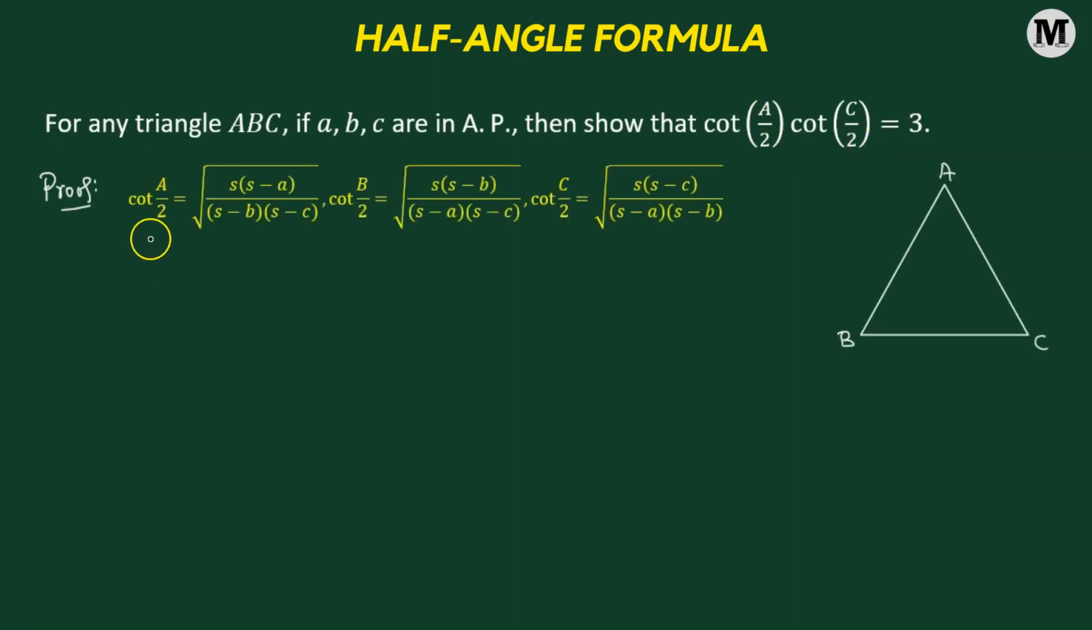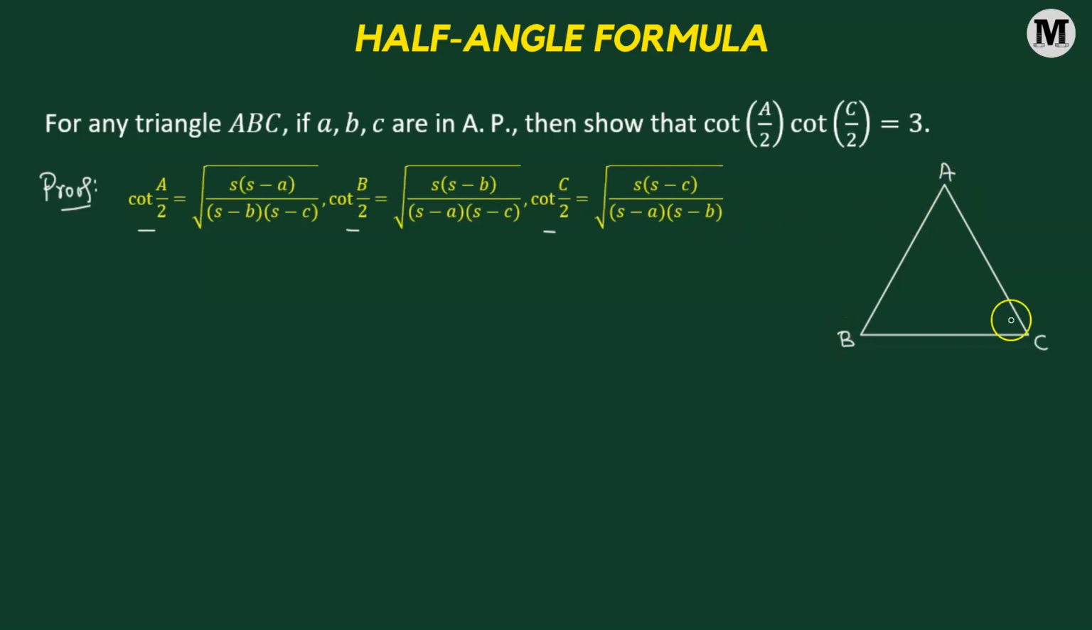So here we have the half angle formula for cotangent of A over 2, cotangent of B over 2, and cotangent of C over 2. Now here, in these three formulas, we see there are the letter S, and then we have letters a, b, c, all in lowercase. So let's try to understand what it signifies.